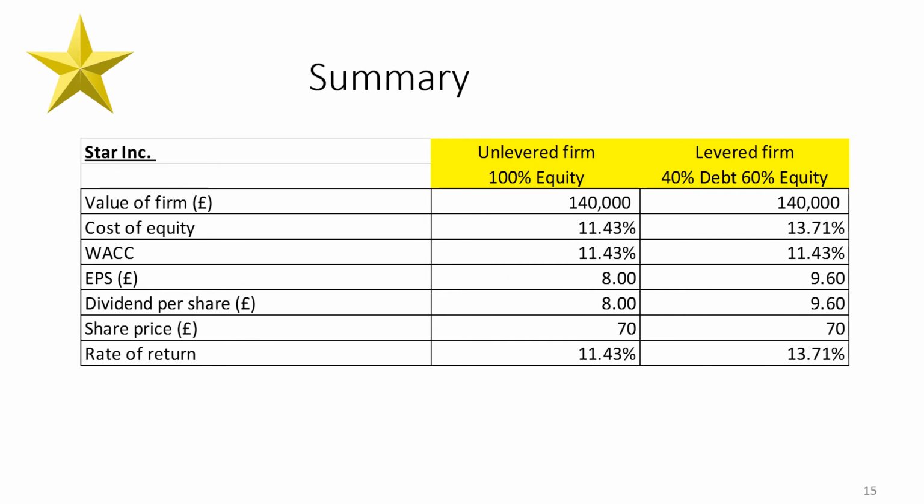This slide shows a summary of the position of Star Incorporated when the company is unlevered and levered in a world without taxes. Let's check the data that we have calculated with the propositions. According to Proposition 1, value of firm remains unchanged whether the firm is unlevered or levered. According to Proposition 2, cost of equity is higher for levered firm and WACC is constant. I hope you have gained some insights from this example.